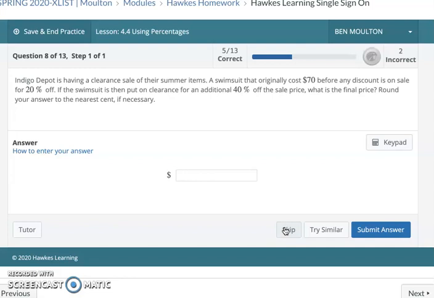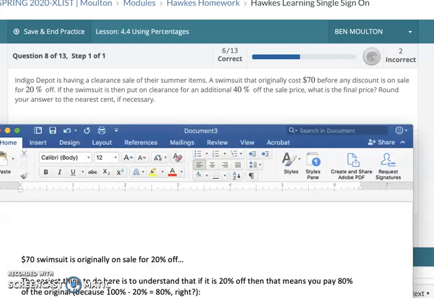Indigo Depot is having a clearance sale on their summer items. A swimsuit that originally cost $70 before discount is on sale for 20% off. If the swimsuit is then put on clearance for an additional 40% off the sale price, what is the final price? Okay, I think this one's going to be a little bit labor intensive. Let me get set up to help you read through this problem and how to solve it. All right, I got us all set up.